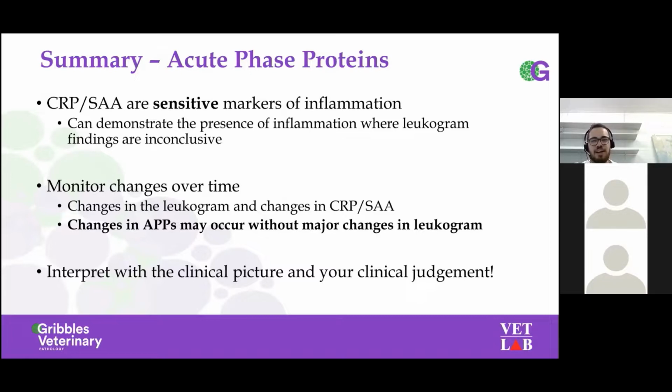Our leukogram changes may be a little bit more volatile or affected by a wider variety of factors, whereas changes in CRP or SAA or acute phase proteins may be more consistent and more helpful. But as always, we want to look at our patient and not just the numbers. So make sure the changes that you're seeing in your leukogram and your acute phase proteins make sense in the context of your patient.